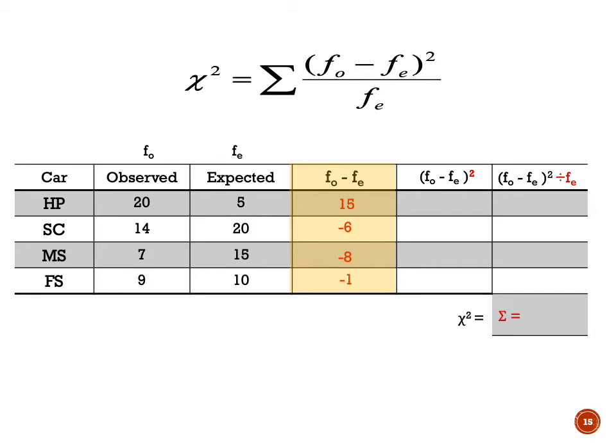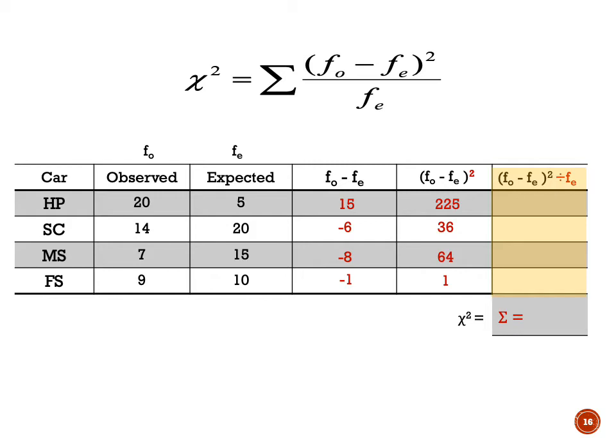The next step, in the next column, is to square those values. So I'm going to take the values that I just found and square them. For high performance, 15 squared, or 15 times 15, equals 225. For subcompact, we had -6. I'm going to square that. -6 times -6 is 36. For mid-size, we have -8. When we square that, we get 64. And finally, for full size, we had -1. When I square that, I get 1.